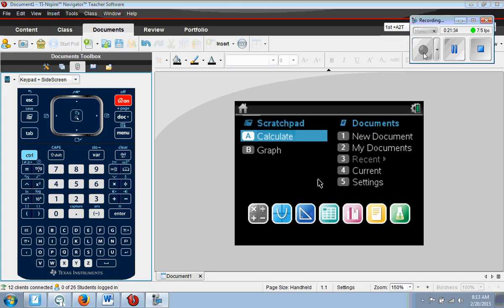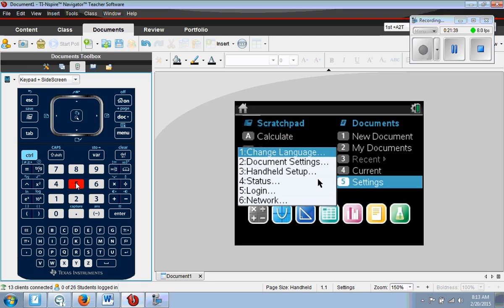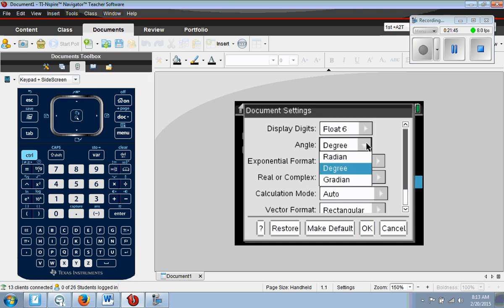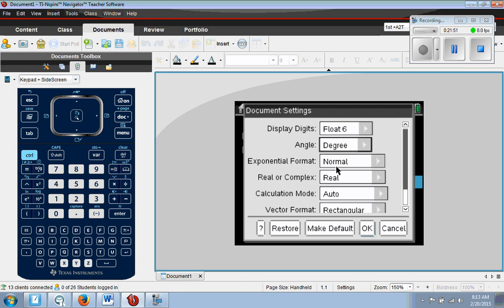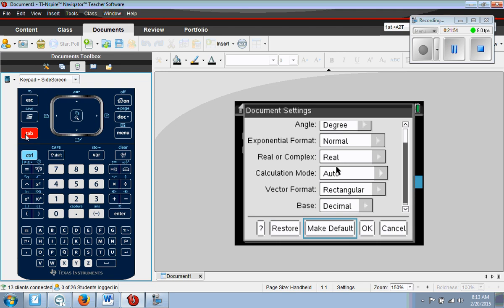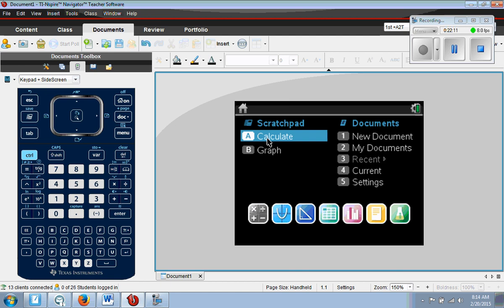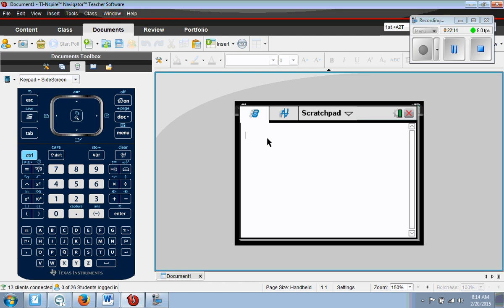Okay, so if you turn your calculator on and you're on the home screen, you need to push the number 5, that takes you into your settings, and you do number 2, which says document settings, and the second one down right here, it needs to say degree. If your calculator says radian, you need to select it to be degree, and what you want to do is tab all the way down, and highlight make default, and you're going to click enter twice. If you don't do make default, it won't correct it in your scratch pad. So you need to click make default. Don't just click OK. So if you click twice, that means now that when I go into my scratch pad, this will be in the correct mode.